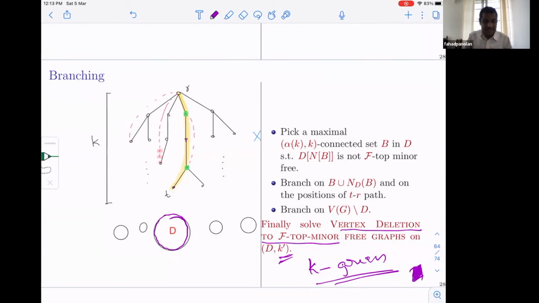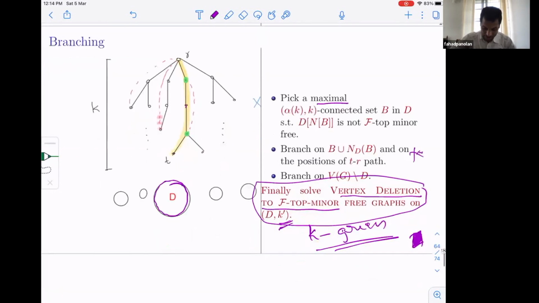I didn't explain how the reverse direction works, but mainly, for the first one, it is maximality. For the second one, if we don't have these kind of things, then if there is a solution, any solution for this problem can be placed there. So assuming this is not possible, we'll prove that any vertex deletion to F topological minor free of size at most k prime can be placed here in this special root to leaf path, and then get a solution.